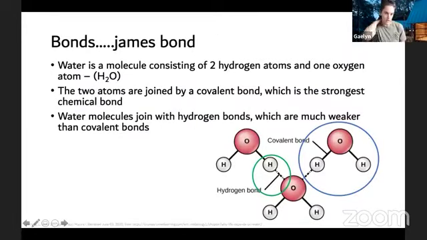So, what about water? What is water? So water is a molecule consisting of 2 hydrogen atoms and 1 oxygen atom, leaving you with the molecular formula of H2O. So the atoms are joined by a covalent bond, which is going to be the strongest chemical bond. So covalent bonds, are they connecting the hydrogen to the oxygen, or are they connecting the water molecules to each other? Which one?